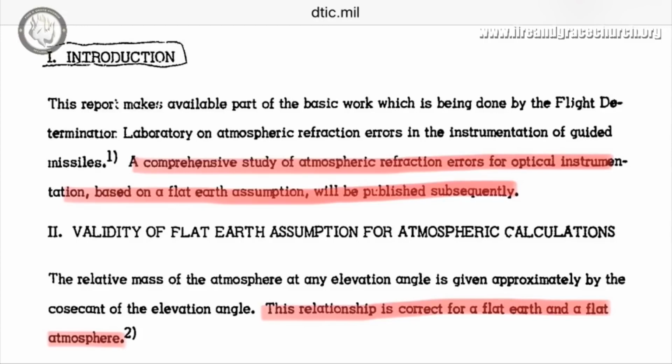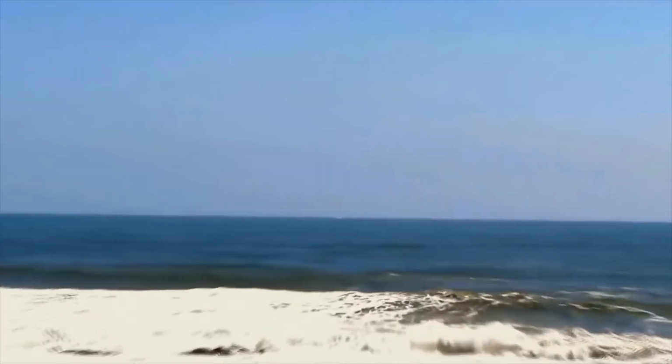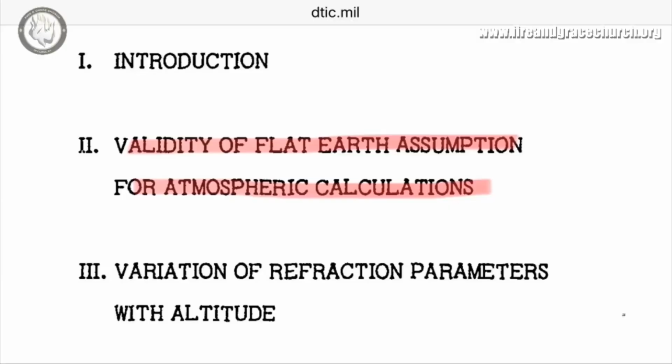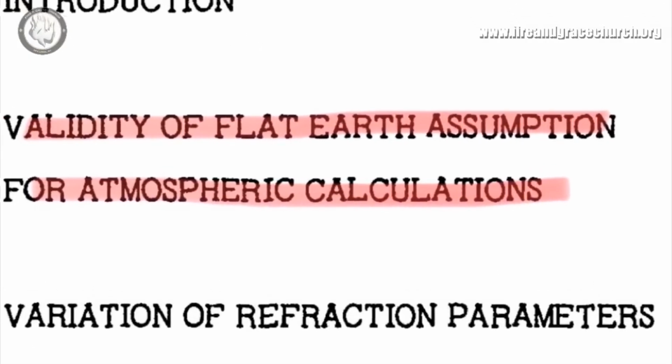So we just saw one document say this is the correct underlying physics, flat non-rotating earth. We see this document right here say this is correct for any altitude. I just want validity of flat earth assumption. Validity. They're not saying, okay, see what some of them say, that the flat earth assumption is just to simplify things. But what this is saying is this so-called flat earth assumption is valid. It's valid. Do you see it? Zoom in on it a little bit, just so you see it. Validity of flat earth assumption.